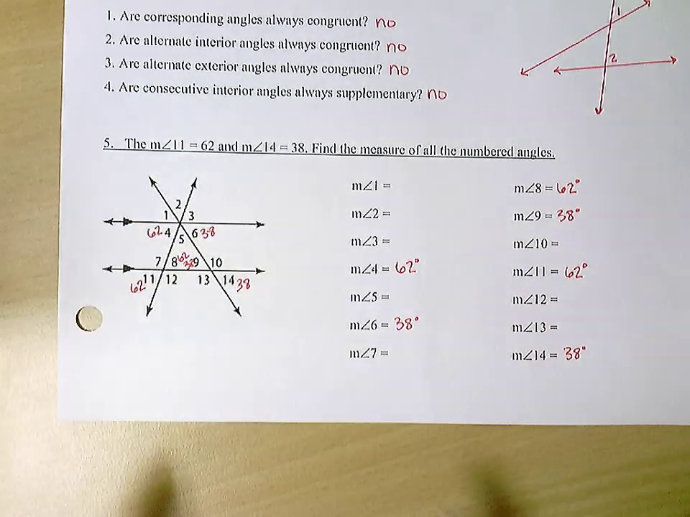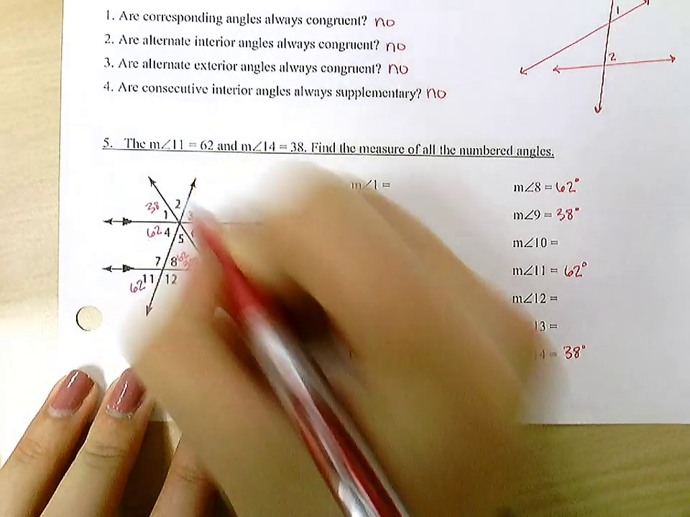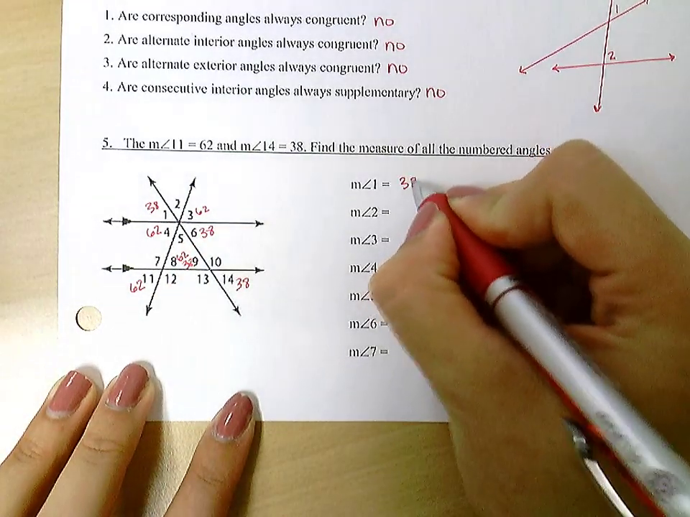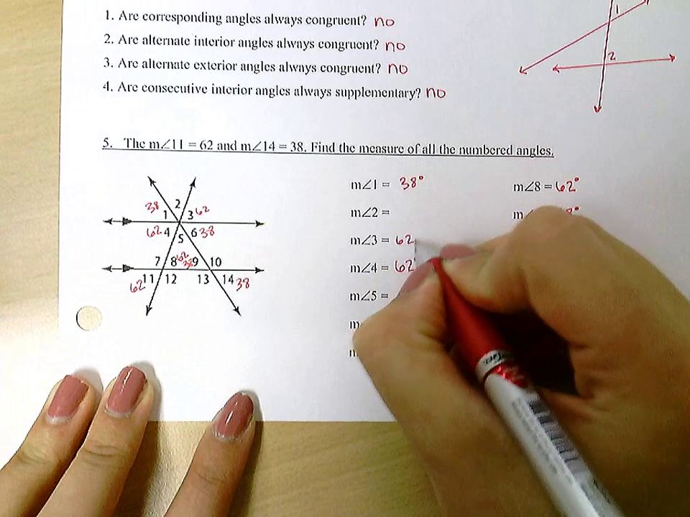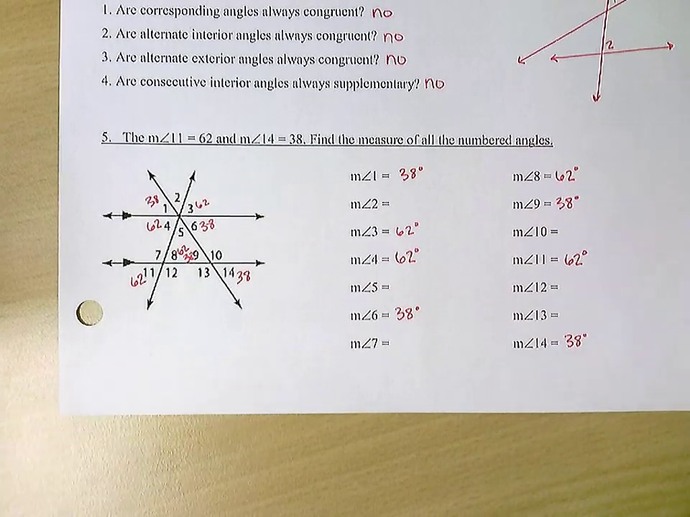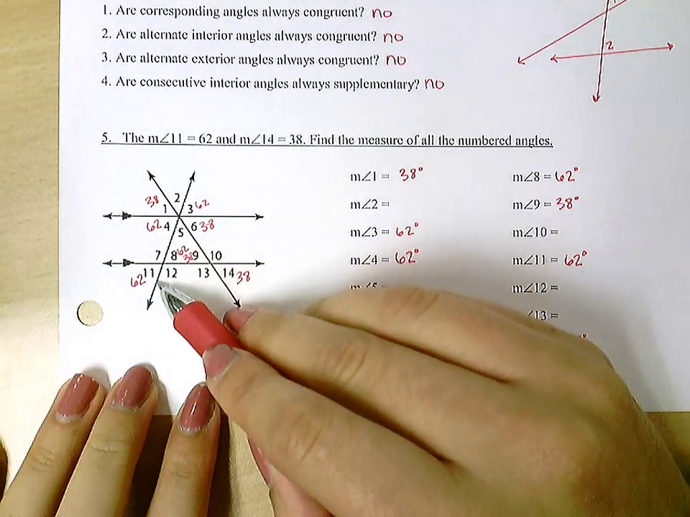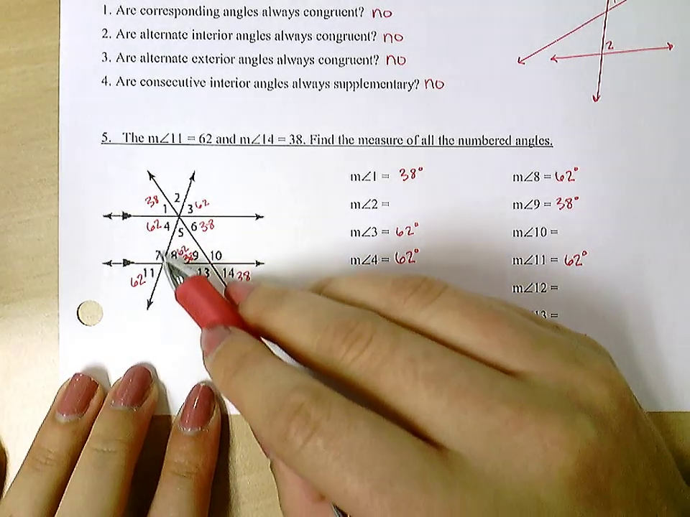What about 1 and 3? What's angle 1? 38. And 3? 62. All right, so now we kind of have to apply something else that's going on here to help us out. How can I figure out what angle 7 is? Take the line going through here, and each side adds up to 180, right? Yes. And subtract 62.